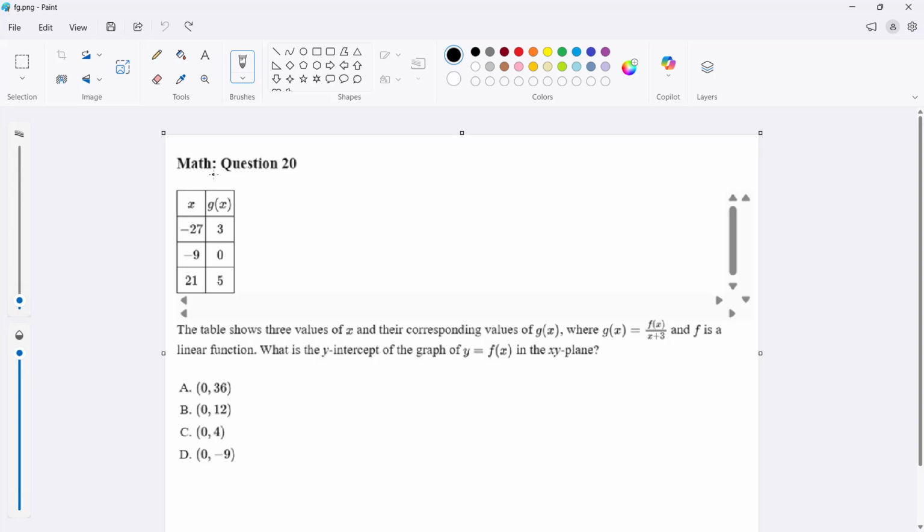The first thing, I'm going to just answer these with Desmos. Desmos doesn't do g of x because it thinks g is a function or g is a variable. So you put x and y. So I'm going to put that table in there momentarily.